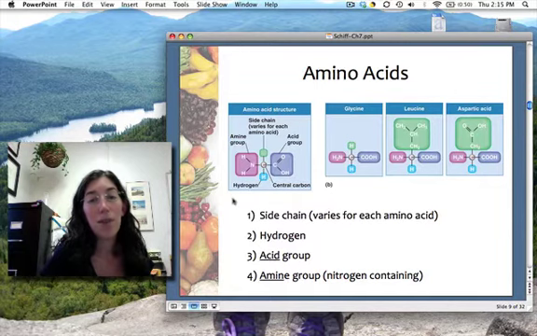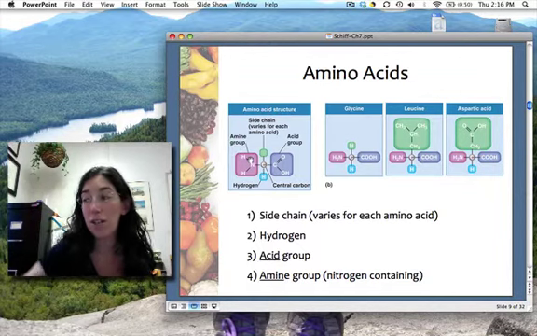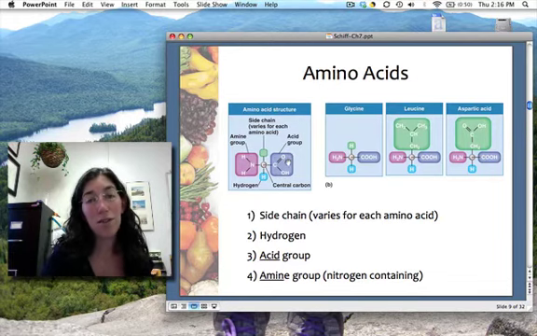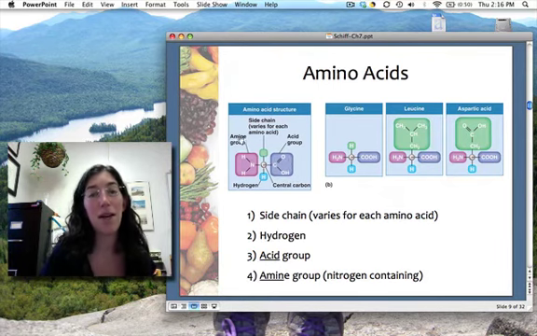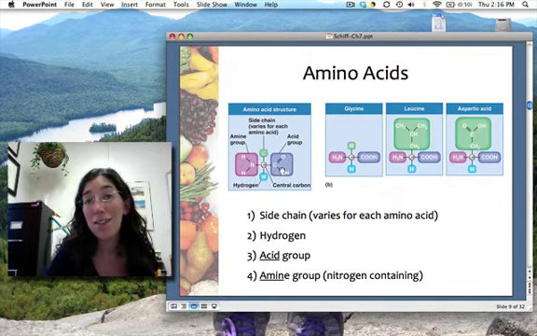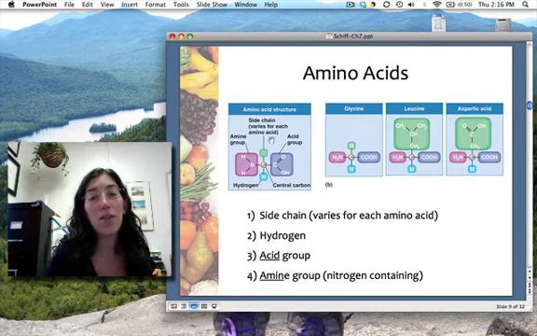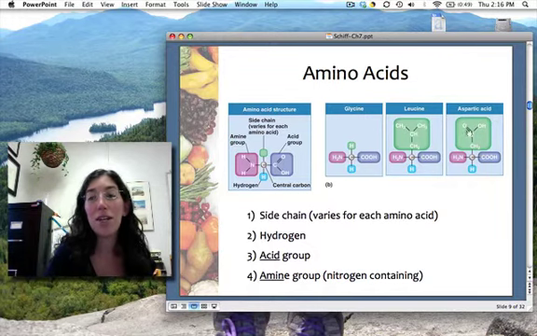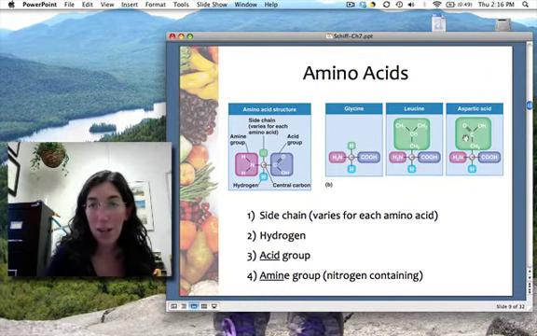One is a hydrogen. The other 2 on the sides here are the amine group, which is the nitrogen-containing group. This is where the nitrogen is. And the other one is the acid group, a carboxylic acid group. Hence the name amino acid, because they have an amino group and an acid group. The 4th group here, this green one, is called the side chain. And the side chain is the group that varies for each amino acid. So you can see here an example of 3 different amino acids. Each one has a different side chain.